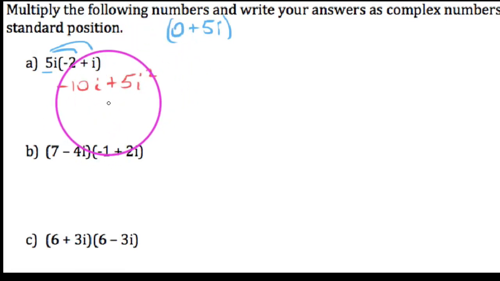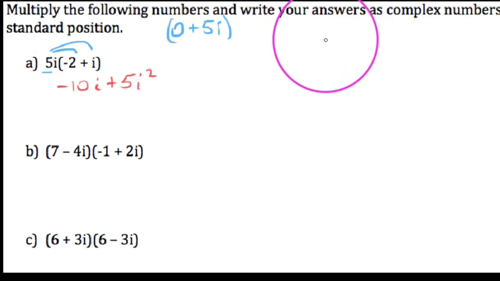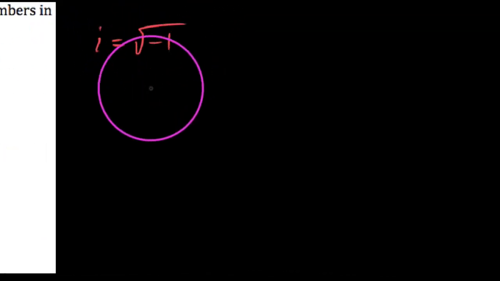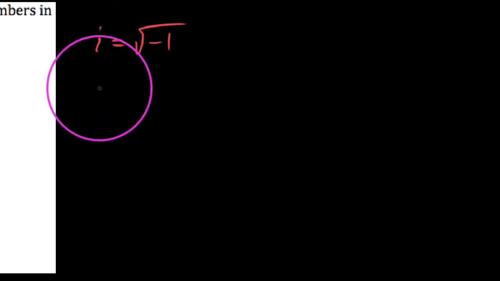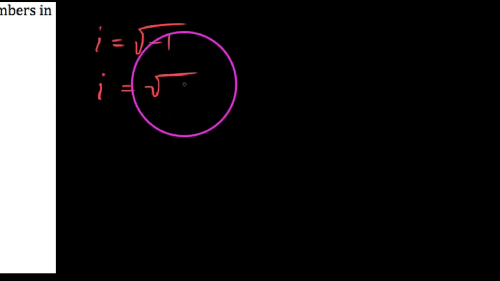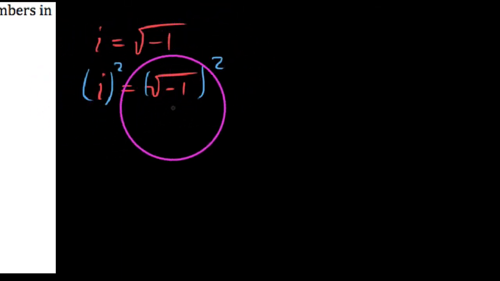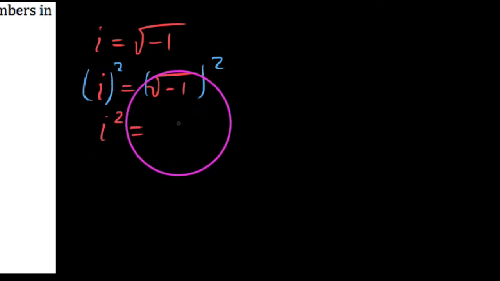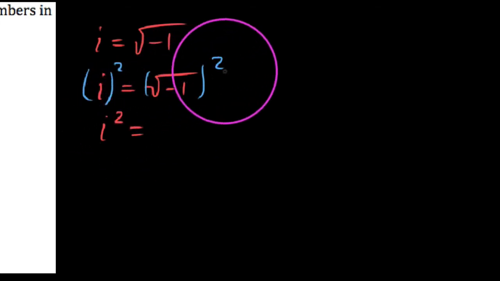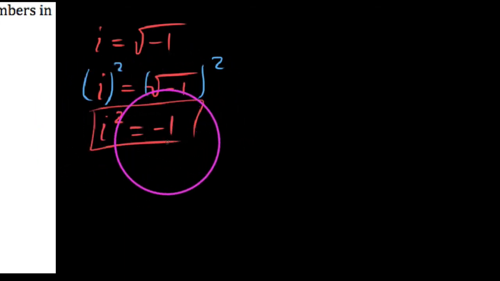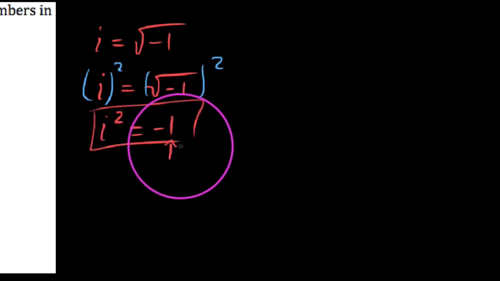Before we proceed, what we want to bring up here, and this was in a previous video, but get used to this: i squared is equal to negative 1. The reason is that i is equal to the square root of negative 1. If we square both of these, we'd have i squared on the left. On the right, the square root of negative 1 squared, they undo each other, and we get negative 1. So wherever you see an i squared, we can substitute in the number negative 1.